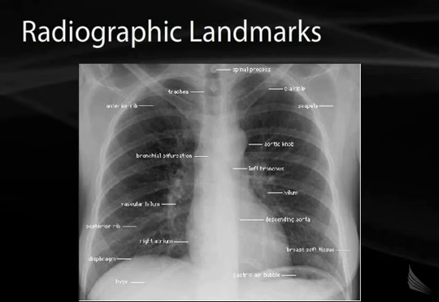Here is a normal chest X-ray. Some things that you may see on the USMLE that you may want to remember are that the borders of the heart are readily apparent on a normal cardiac X-ray.